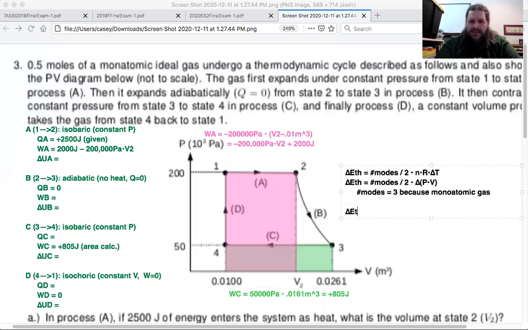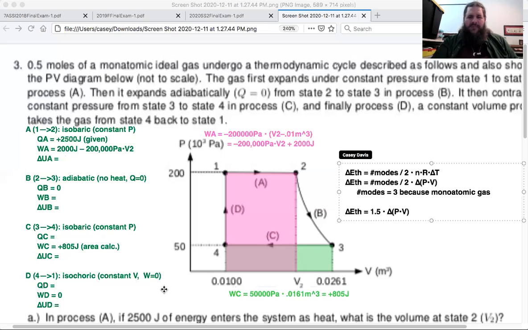So filling that in, we get delta E thermal equals 3 over 2, or just 1.5, times delta PV. So if we can just find the difference in pressure times volume for a given process, and then multiply by 1.5, we'll have the delta U, delta thermal energy. So let's try that for each of these processes, because for each process, we can find delta PV, although we still don't know volume 2, but we can maybe find that. So finding delta PV for each process, then multiplying by 1.5, that'll give us values for all of those delta U's. So let's start with A, for instance.